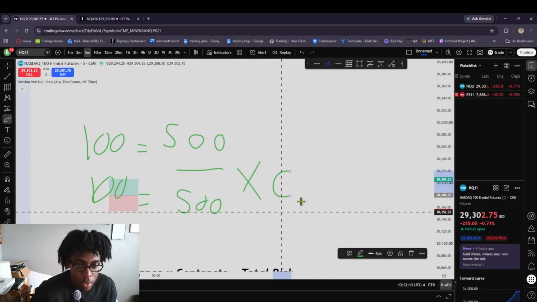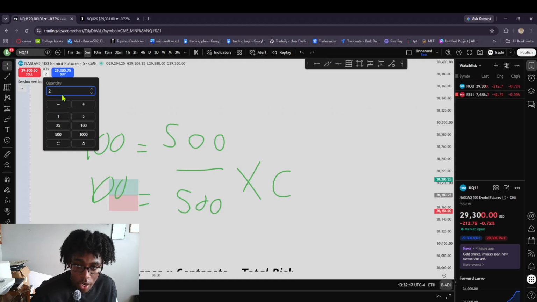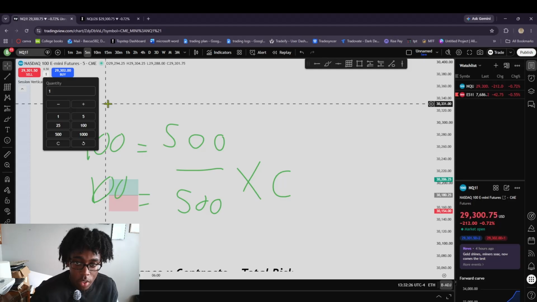Let's put by C, which is the contracts. So now if you go over here, this is where your contracts are on TradingView. You can change it to 1, 2, 3, 4, 5, 6, 7, all the way up to whatever you want. Most people usually do 1 to 3 contracts because you are increasing risk. You'll see what I mean in a second.